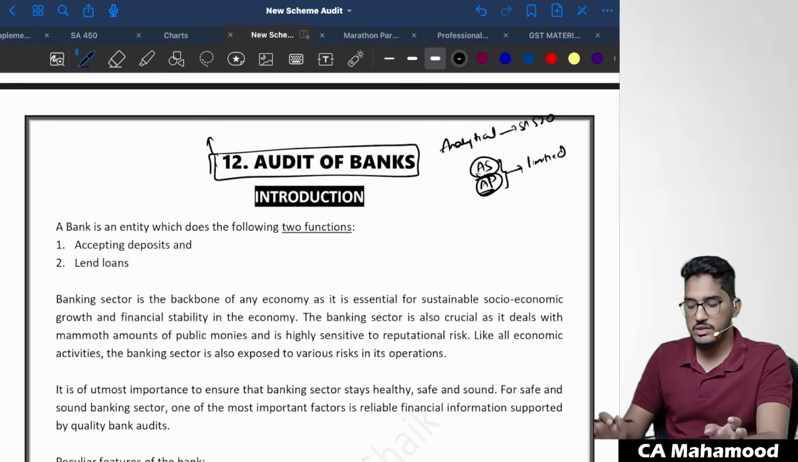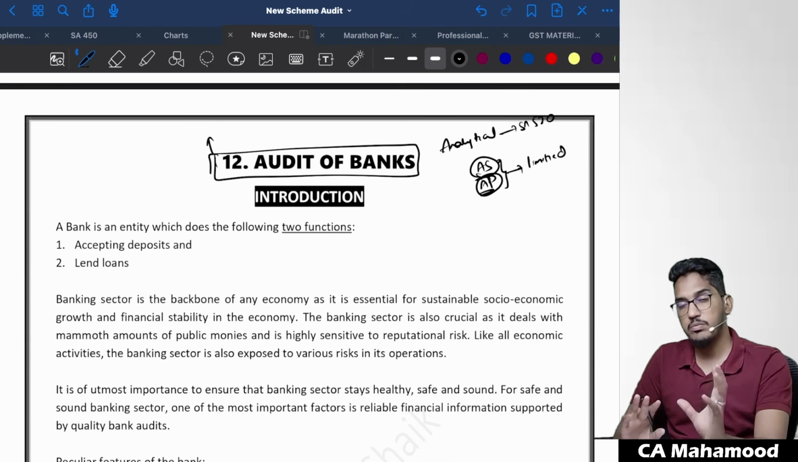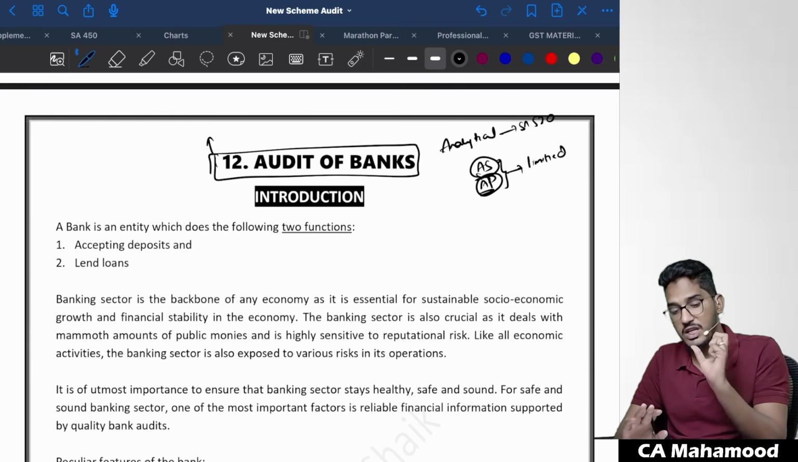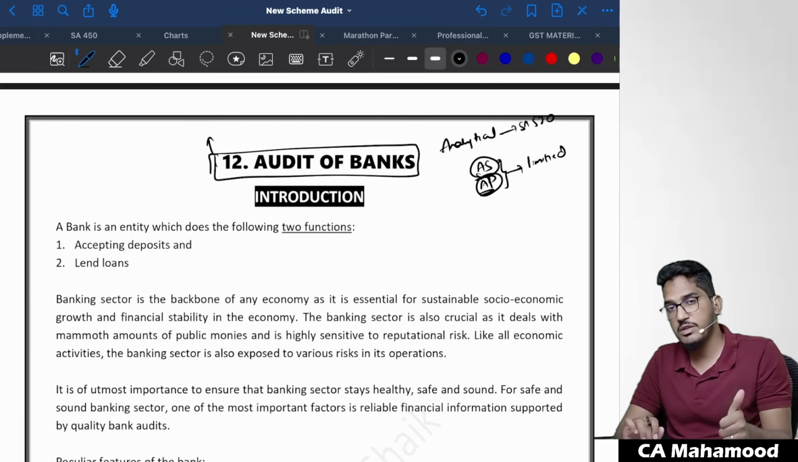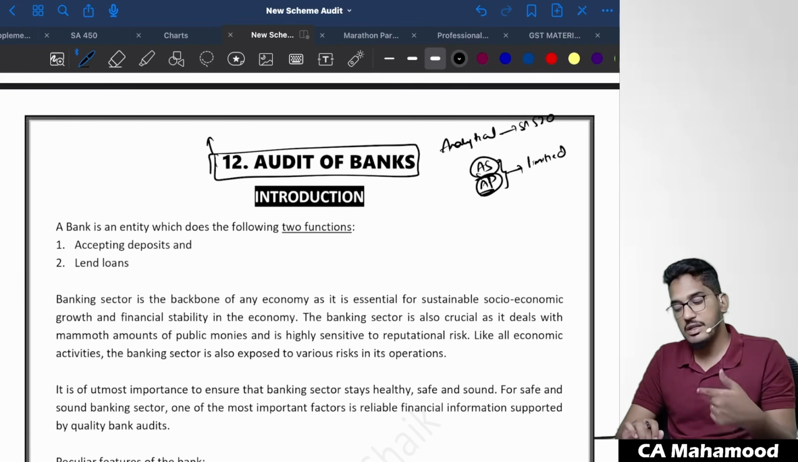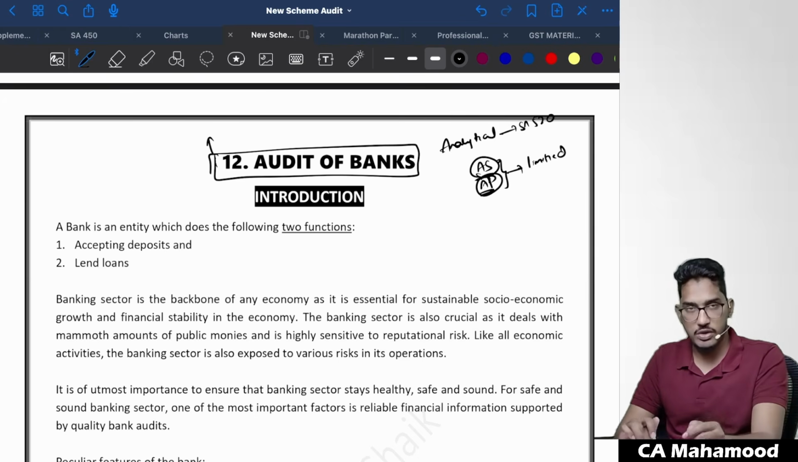So now, as a part of this revision, we will try to cover the important content from this chapter Audit of Banks. Whatever content is very conceptual and very important from the examination perspective, we'll focus on and try to cover as a part of this revision. Having said that, let us directly jump into the concepts relating to Audit of Banks.